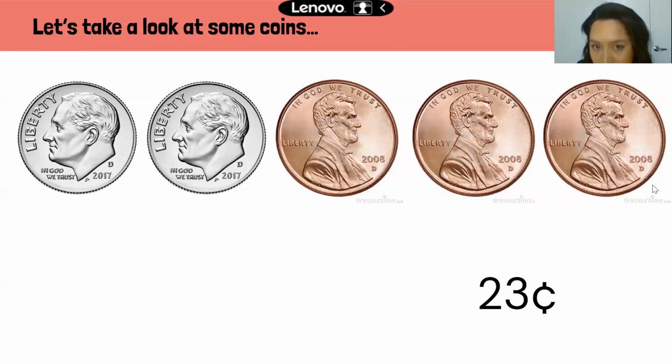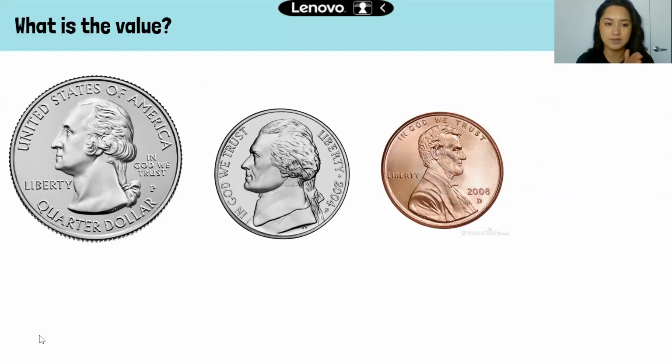Rule of thumb is, listen closely, you always start counting with the coins that have the largest value. Okay, I'm going to say that again. You always start counting with the coins that have the largest value. That doesn't mean the biggest coin. That means the largest value coin. So if our dimes are worth 10 and our pennies are worth 1, we want to start out with our dimes because it's bigger. And it's easier to start out with a bigger number and build on it with smaller numbers.